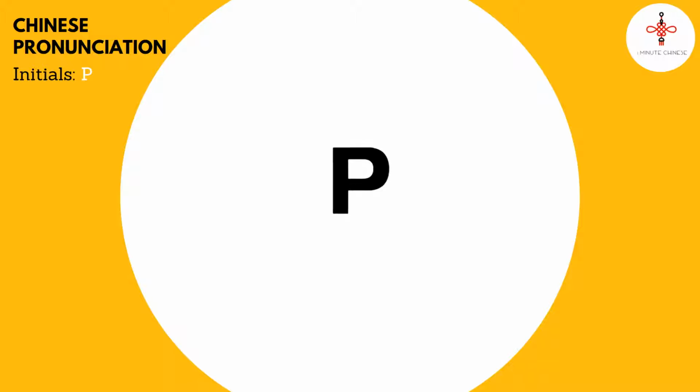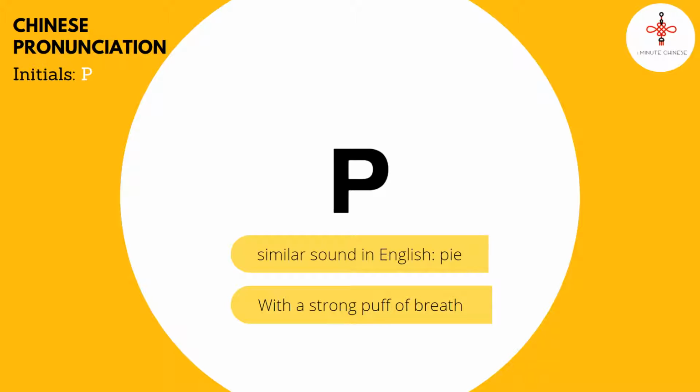When you see the English letter P in Pinyin, the pronunciation is P. It's like the P in the English word pie, but push more and stronger air out from your lips when you say it. Remember, P is pronounced with a strong puff of breath. Now, mimic the mouth shape in the video carefully and repeat after it.